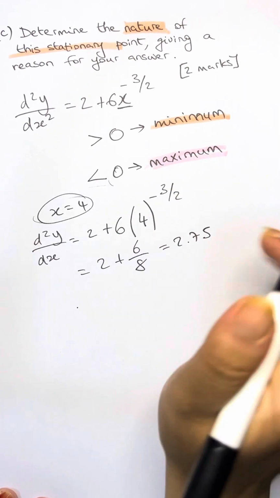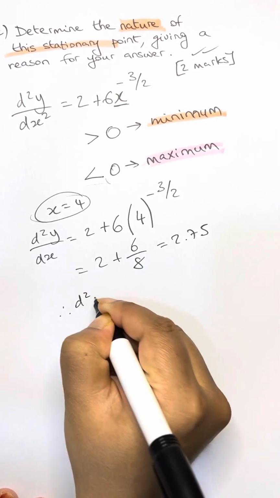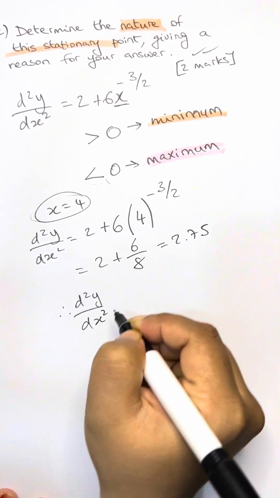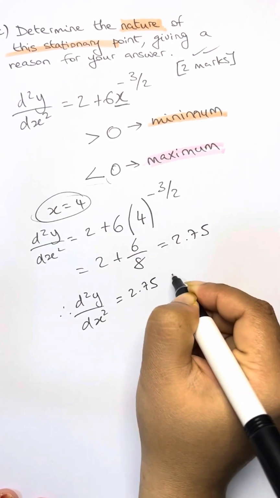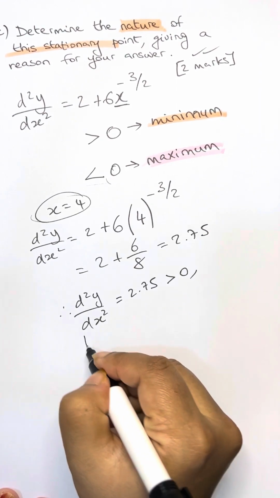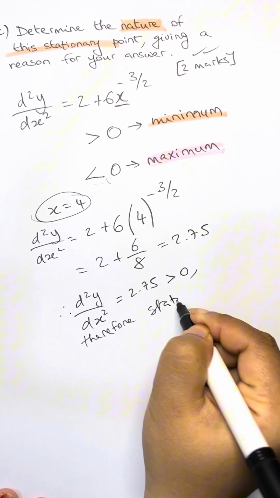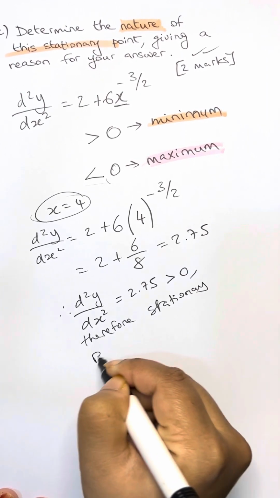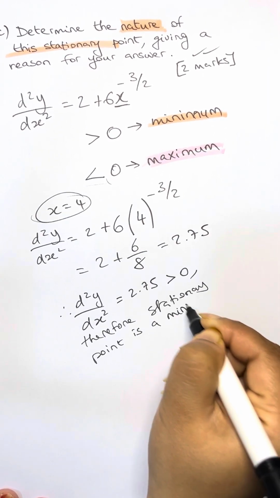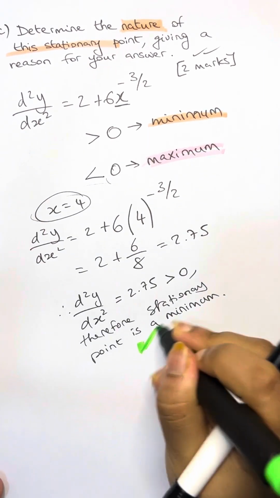Now, 2.75 is greater than 0, so this point is actually a minimum, but you need to write down the statement in order for you to get 2 marks. So the statement is d2y by dx squared equals 2.75, which is greater than 0, therefore the stationary point is a minimum, and that is going to give you your full 2 marks.